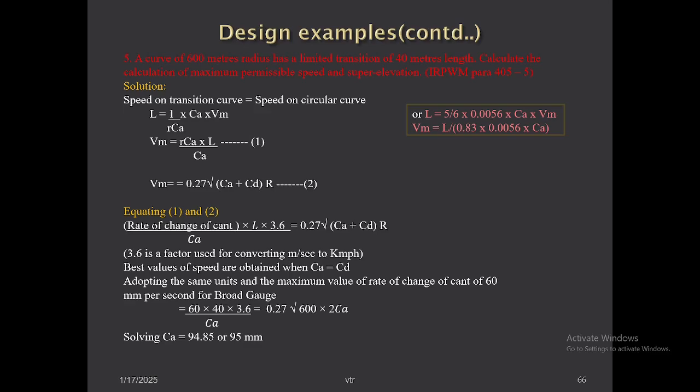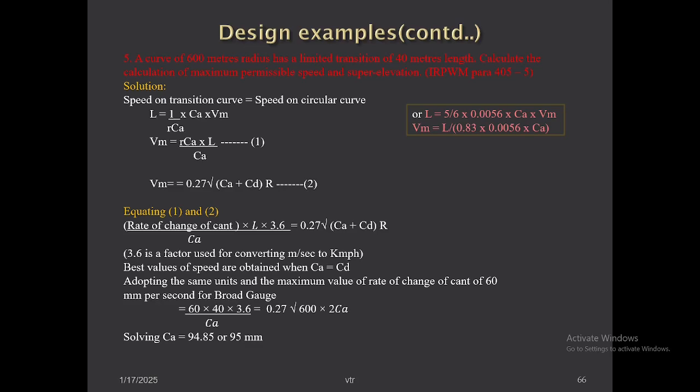Further, we are taking two equations: the speed on the transition curve formula, and the speed on the circular curve formula. The formula related to transition, and as usual the maximum permissible speed on the curve formula. We take the two formulas and equate them, first trying to find out the Cant actual, how much is to be provided. So how is it to be done?